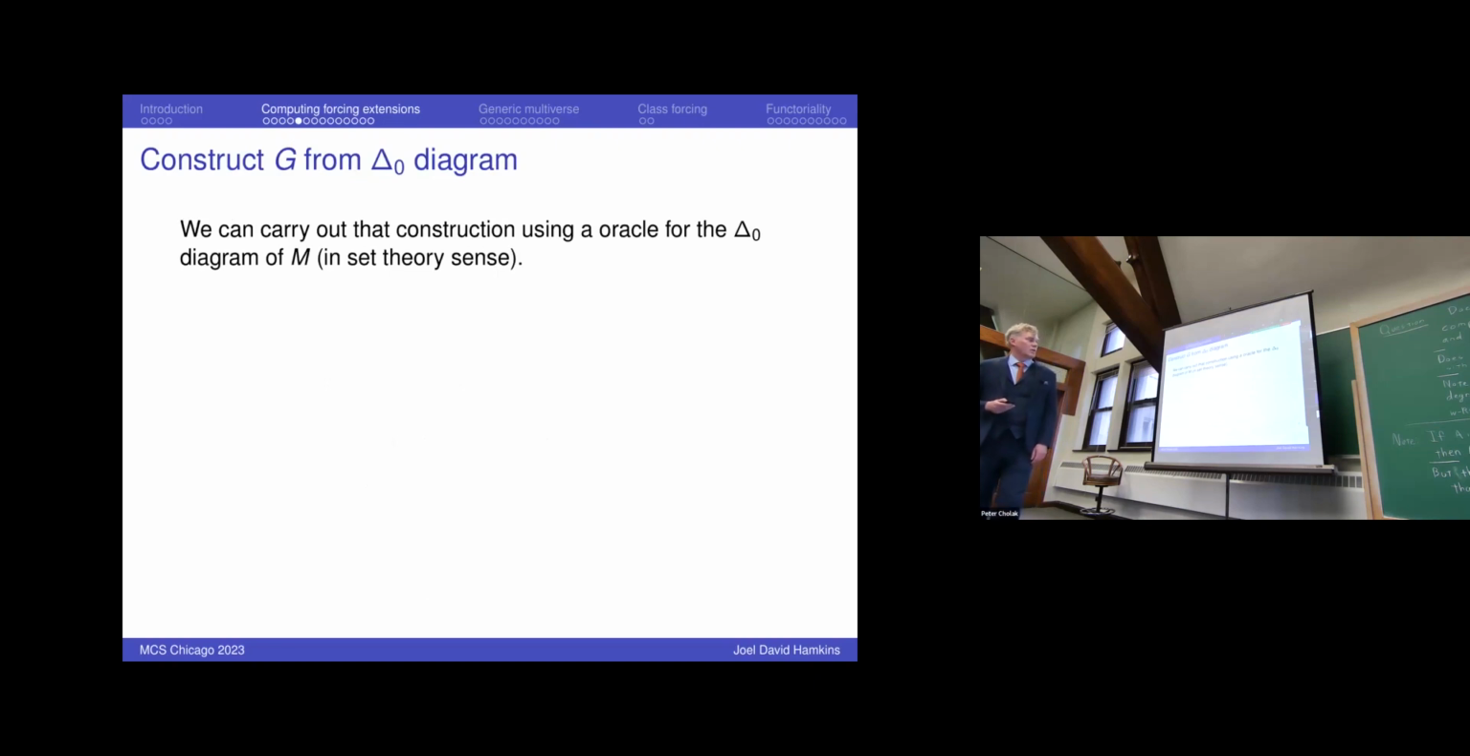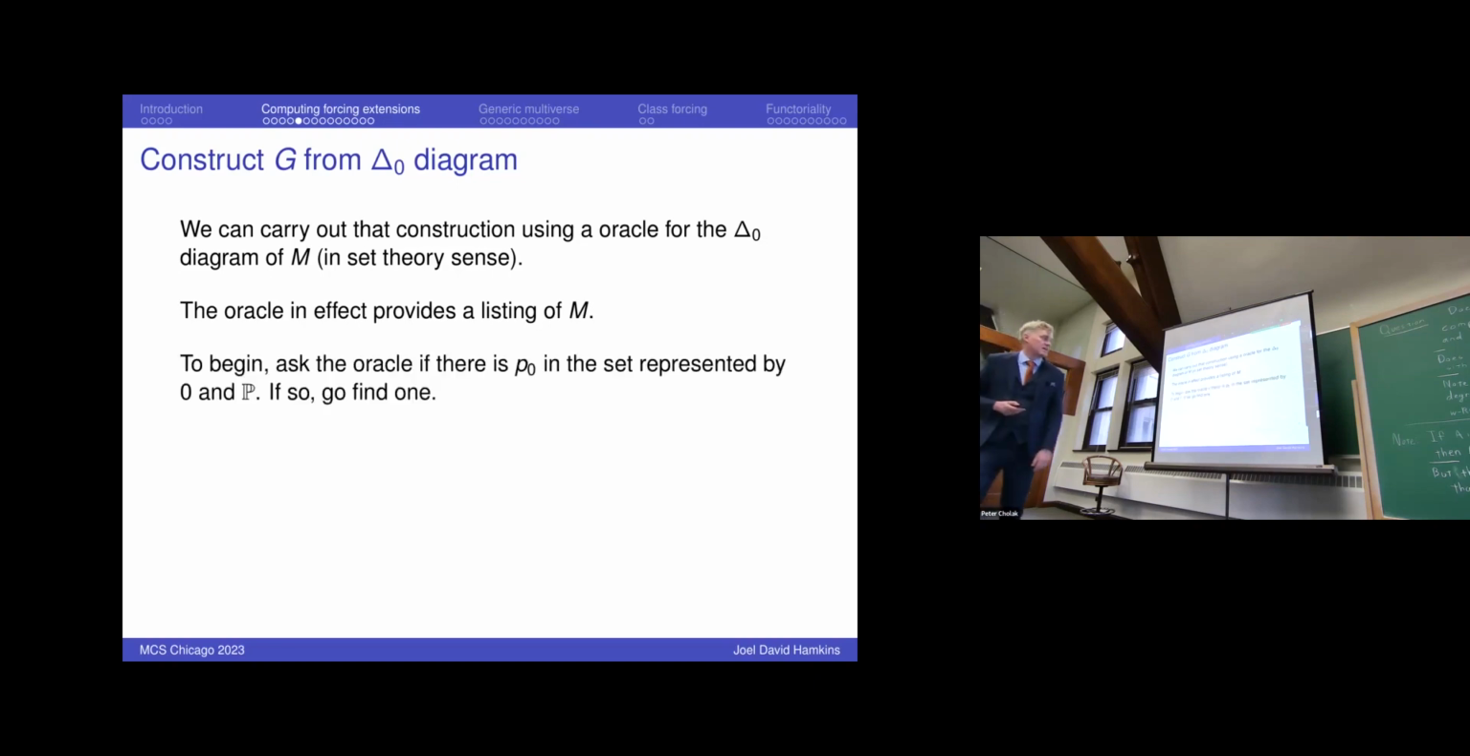Well, now we can carry out that construction using an oracle for the delta zero diagram of the model, because the oracle itself is, of course, listing out the entire model, and so it's in effect giving me the enumeration of the dense sets. So I can ask the oracle if there's an element of the forcing. The forcing is a set in the model. It has an index. I'm fixing that index, and I'm looking for an element of it that is also in the next dense set. Well, actually, I don't even care if it's dense or not.